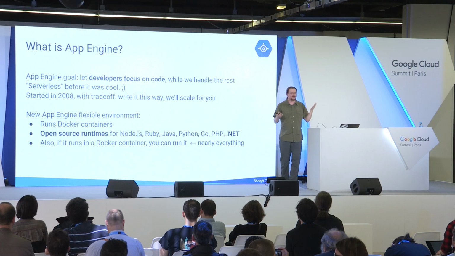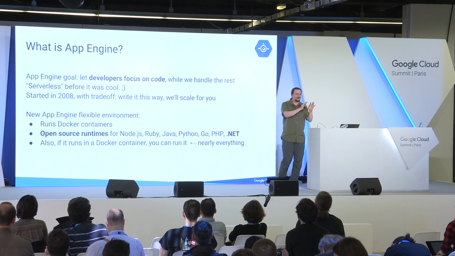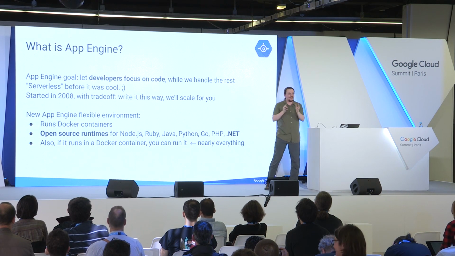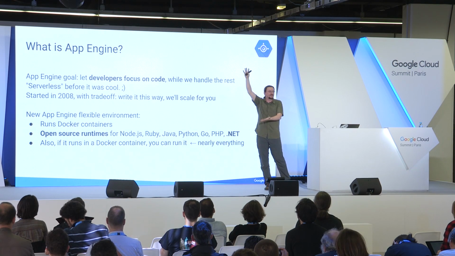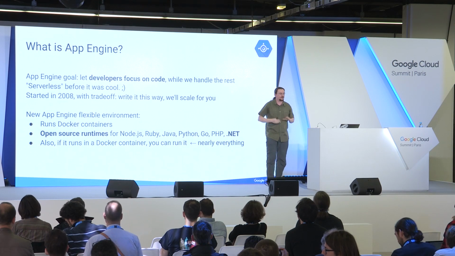And the trade-off for App Engine has always been, if you write your app in this particular way, then give us the code, and we'll scale it up and down from 0 traffic to millions of requests per second. And we can make that happen.